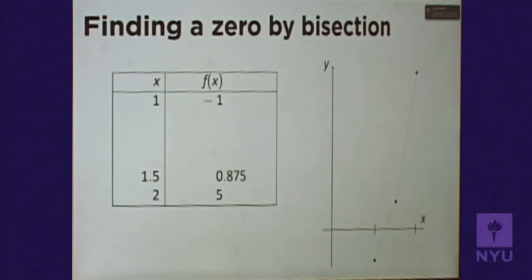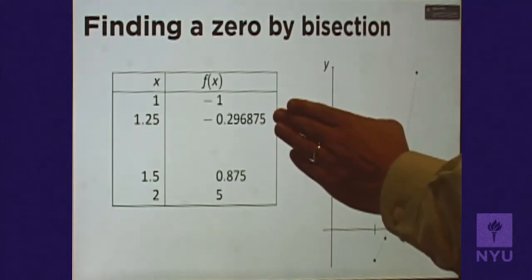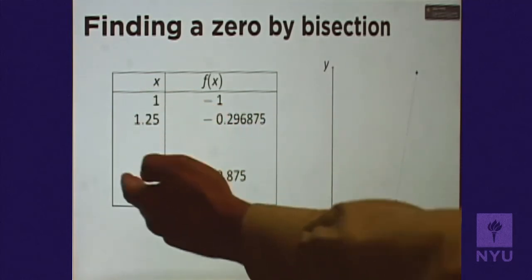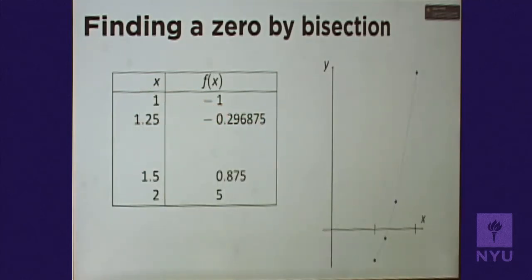Okay, but I could do better than that. I don't yet know if it's on the left-hand half of the interval 1 to 1.5 or on the right-hand half of the interval 1 to 1.5. I can find that out by taking the midpoint of that interval, which is at 1.25, and plugging that into the function. This time I'll get negative 0.296875, and I see that the function changes from negative to positive on the interval 1.25 to 1.5. So the 0 has to be inside 1.25 to 1.5. That's an interval of width 1/4.